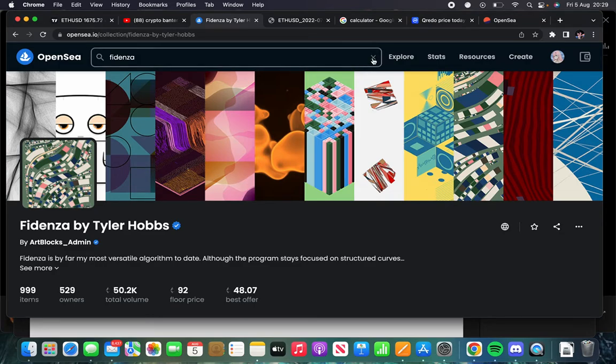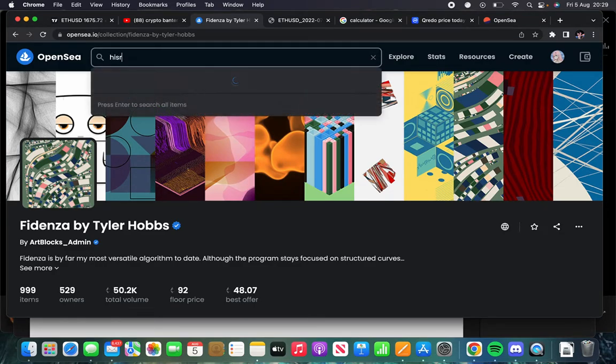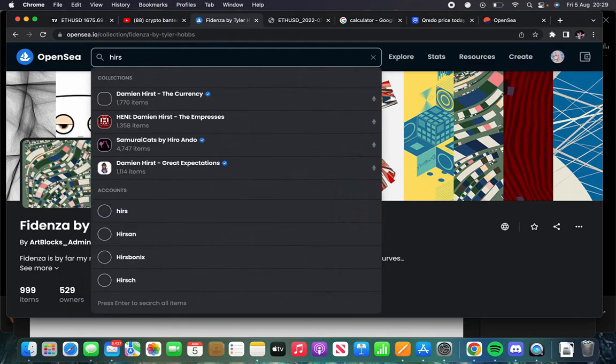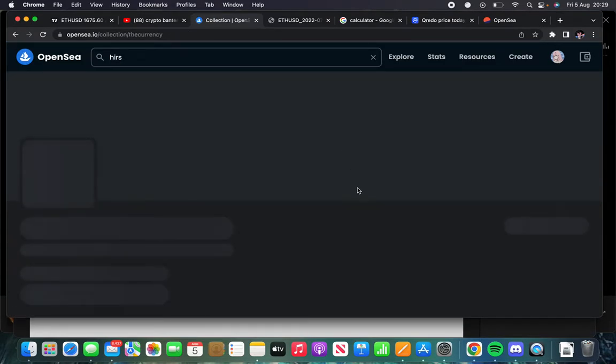Would you be referring to something like Hirst, what was it? The currency. Damien Hirst. Yeah, this one. Oh, I actually quite like this one.